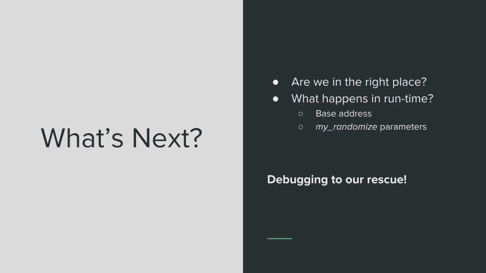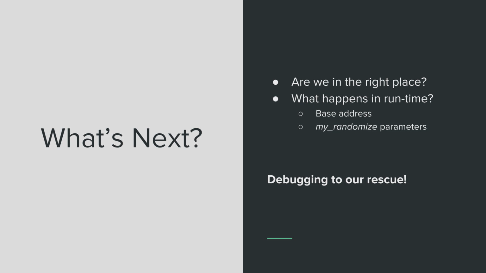Now, this is just a theory, okay? This is just a hypothesis, and I'm still not sure that I'm in the right place. And actually, there are some bits of information that are left unknown. So what are these parameters that are pushed onto the stack before the calls to myRandomize? And what is this base address in memory to which I add offsets?